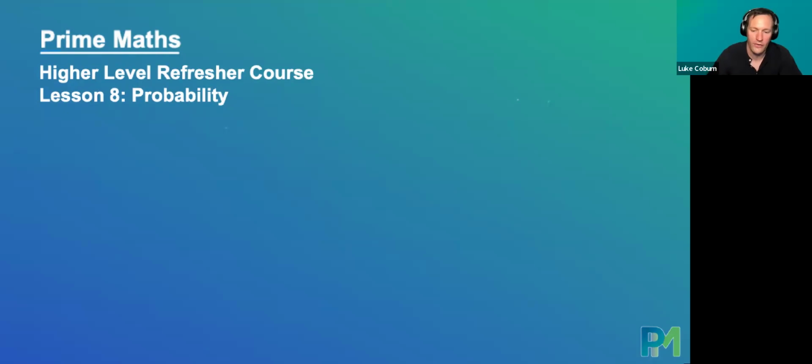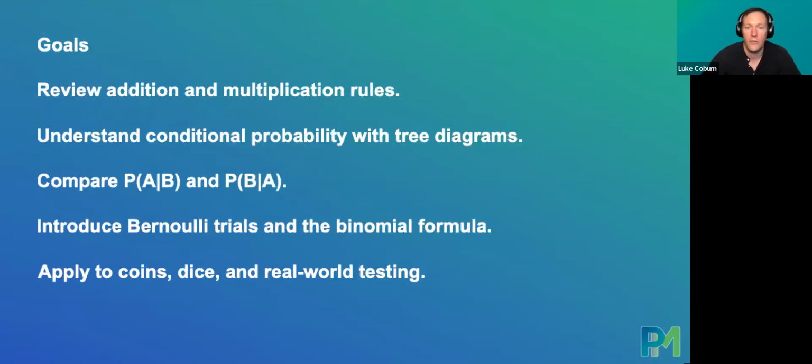So let's start. This is what we want to do today. We want to talk about the addition and multiplication rules for probabilities. We want to talk about conditional probabilities, and we also want to talk about tree diagrams. We want to talk about the difference between the probability of A given B and the probability of B given A. Then we want to talk about Bernoulli trials and the binomial formula. And then we're going to try to use some real world settings.